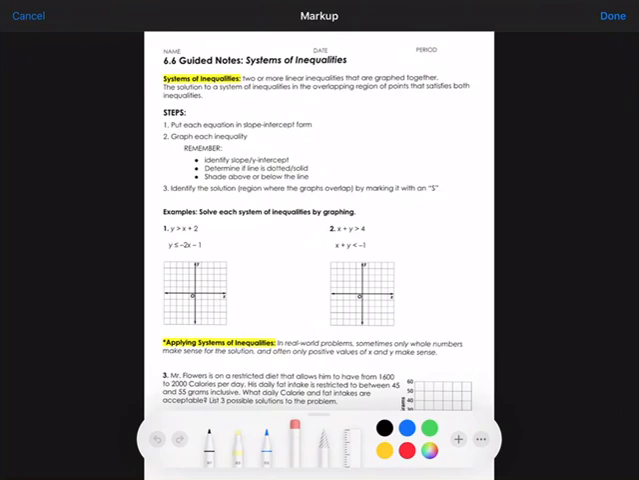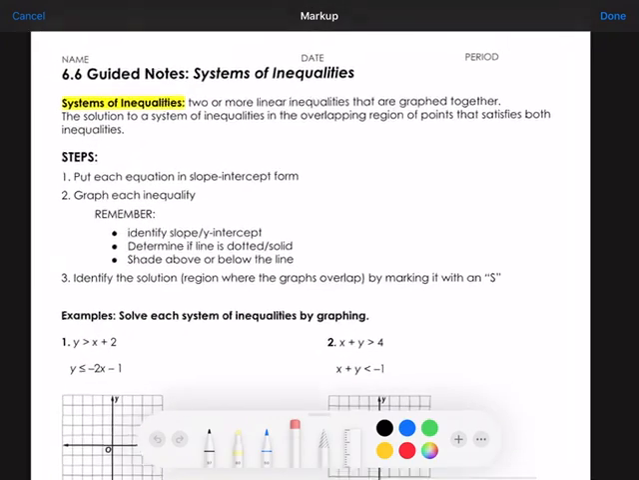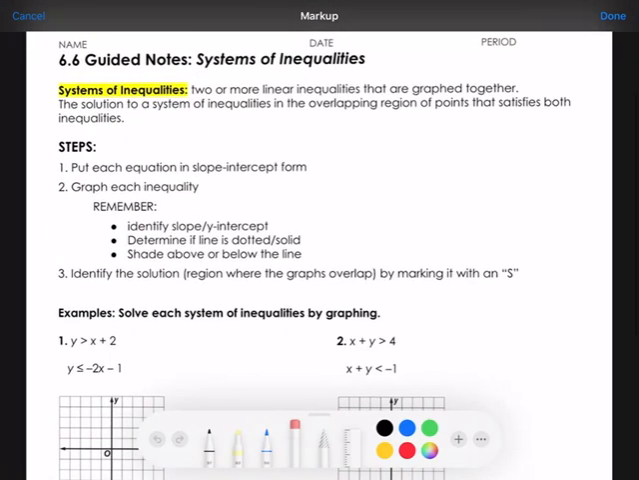All right, so today we're going to be learning about systems of inequalities. Similar to systems of equations, we're working with two or more linear inequalities that are graphed together. The solution to a system of inequalities is the overlapping region of points that satisfies both inequalities.